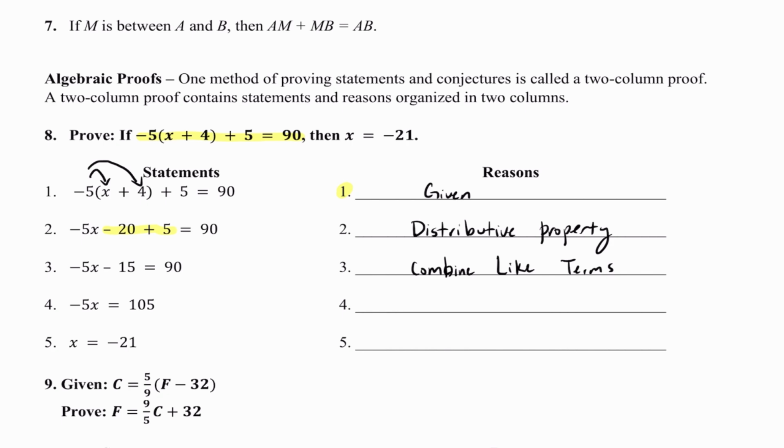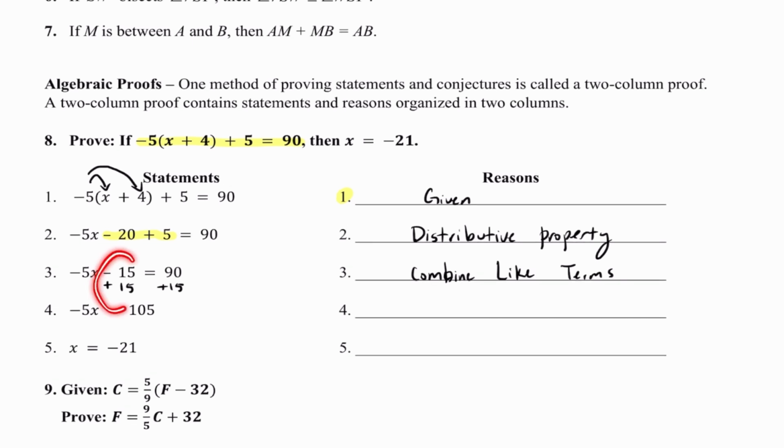Well, I need to get negative 5x by itself. So what do I need to do? Well, I need to add 15 to both sides here. And me adding 15 to both sides is called the addition property of equality. So negative 15 plus 15 will cancel, and I have 90 plus 15, which is 105. Again, that's the addition property of equality.